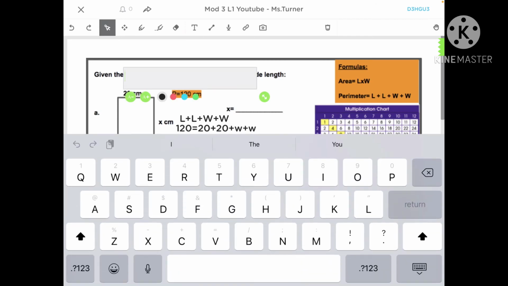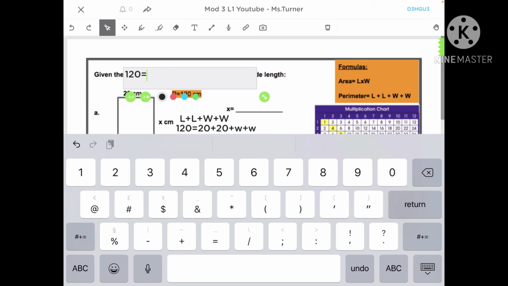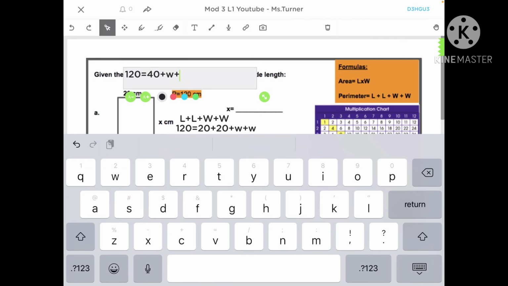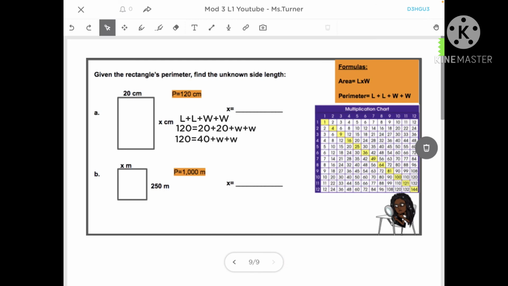Let's try to make this problem a little bit smaller. What's 20 plus 20? Yeah, 40. And I still don't know those other two missing lengths. So let's think for a second. What operation can I perform to figure out the missing length? If you said subtraction, you are thinking like a scholar right now. Yes, I'm going to be subtracting. I'm going to be taking away 40 from 120.